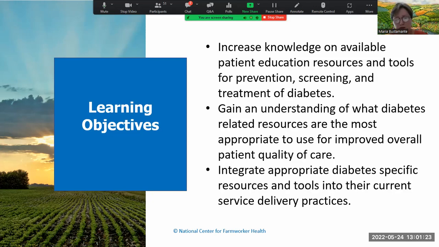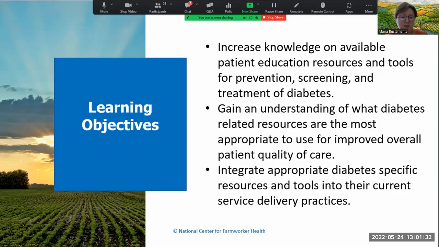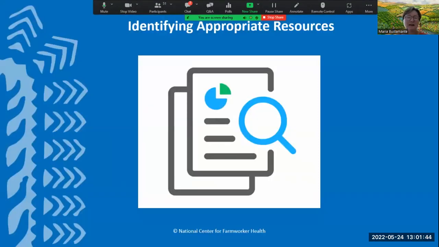We're also going to go over how you can integrate appropriate diabetes-specific resources and tools into your current delivery practices. So as we go through the information, think of the materials that you are currently using, and think of those that you probably have not done an audit on, or maybe you're doubting if they're the appropriate resources for your patient population. So we're going to be identifying those appropriate resources as we move through different content, and we're going to be addressing the key components that you're going to be looking at.